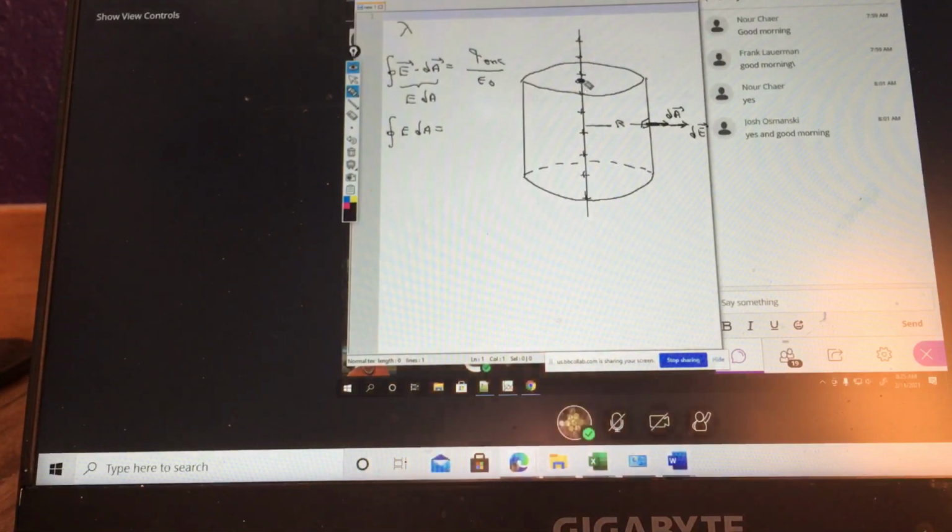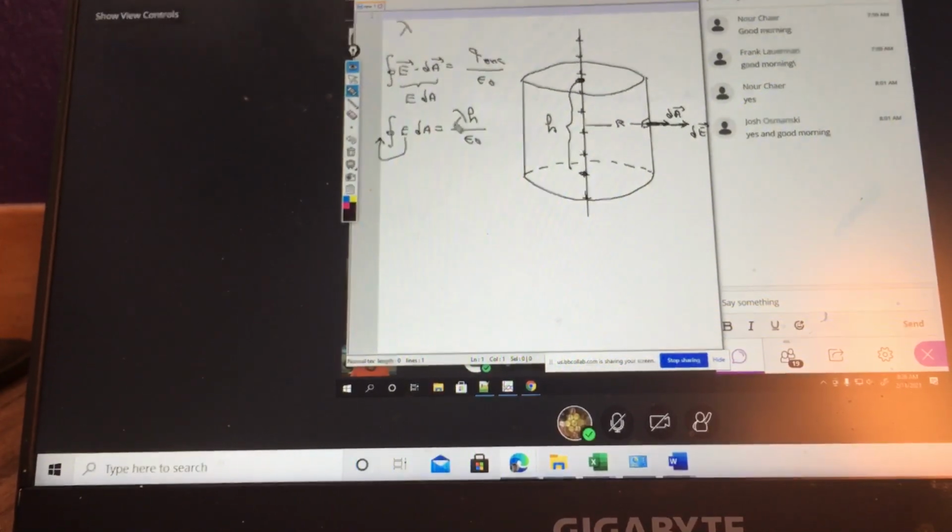Well, let's call the height of this cylinder h. And charge per unit length is lambda. So the charge that is inside the cylinder is lambda times h. That's how much charge you have inside the cylinder, divided by epsilon naught. Again, E comes out because, because of symmetry, it has to be the same everywhere on the surface.